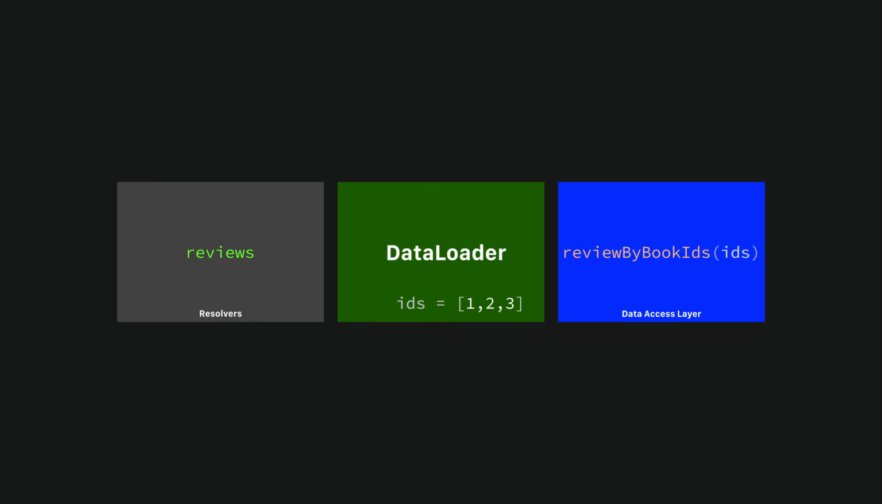Okay, I bet some of you are wondering how the DataLoader knows how long to wait to collect all the IDs. Well, all it really needs to do is wait one tick in the JavaScript event loop, which is enough time to collect all the book IDs. All right, let's try and use the DataLoader. In other words, let's put the DataLoader in between the resolver and the data access layer function that will actually look up the book reviews.